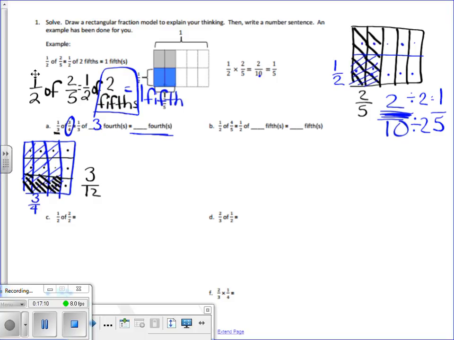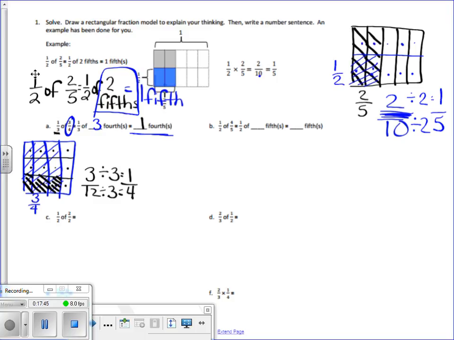I'm also wanting you to practice doing the rectangular model. And you can divide it. Simplify by 3. I'm not simplifying by 1/4, I'm simplifying by 3 because they both have 3 in common. 3 can be divided by 3, 12 can be divided by 3. So 3 divided by 3 is 1. 12 divided by 3 is 4. So the answer is 1/4.